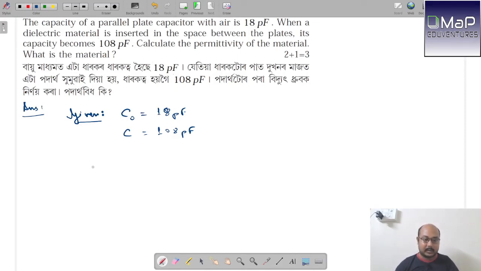The relation between the two is simply C is equal to K times C naught. So K, the dielectric constant, is equal to C by C naught, that is 108 by 18. This comes out to be 6. So the dielectric constant or relative permittivity of the dielectric between the two plates is 6.